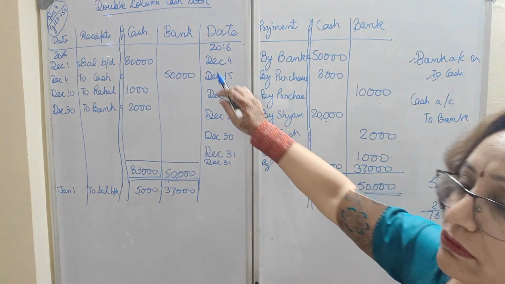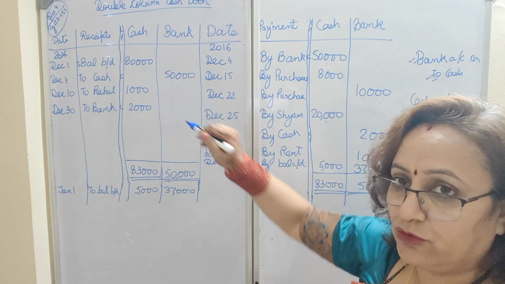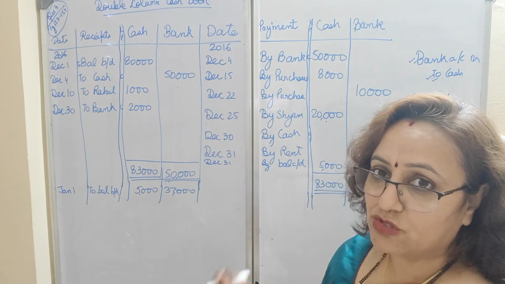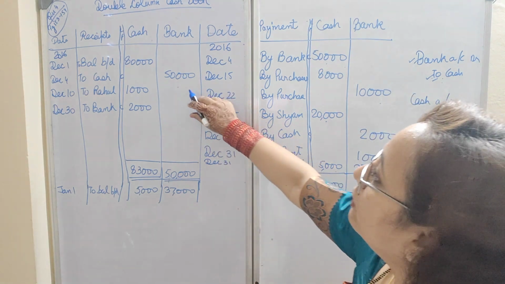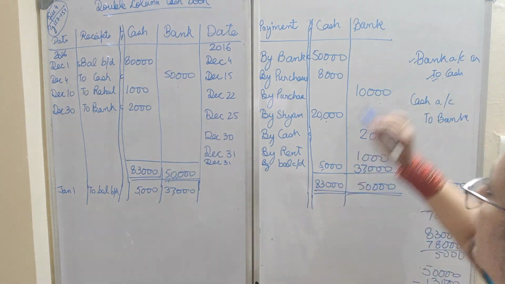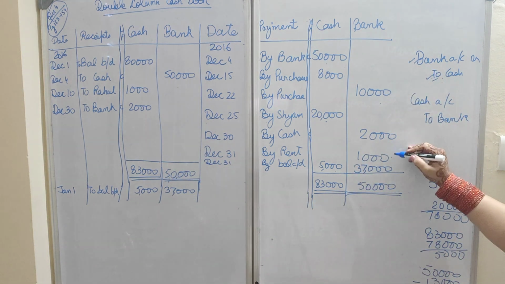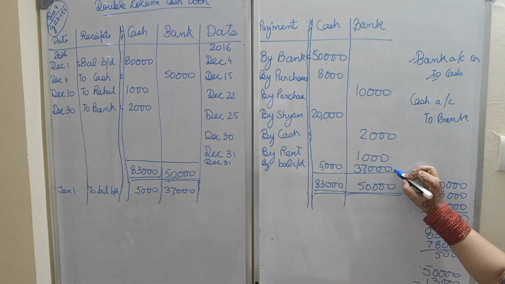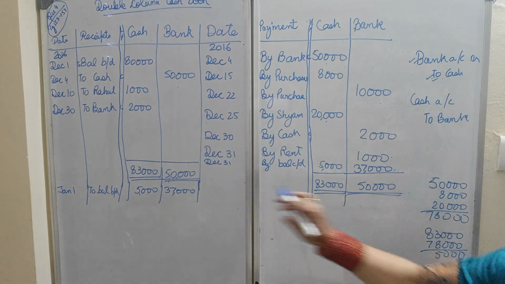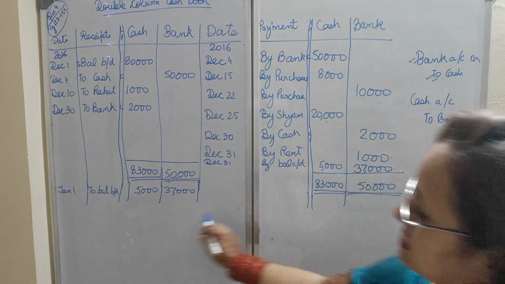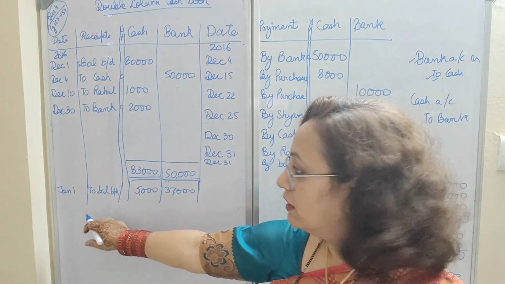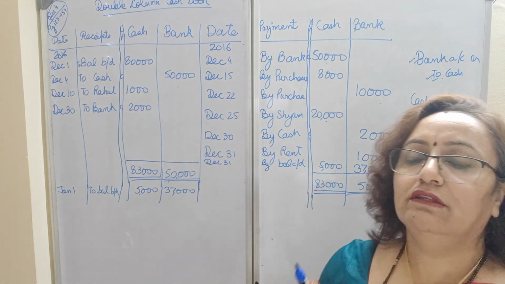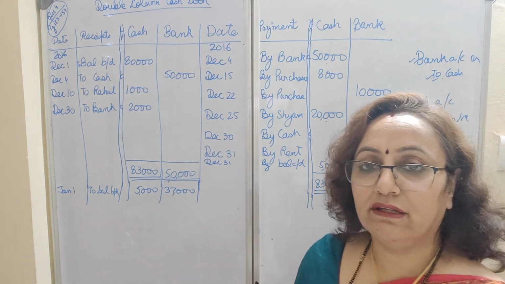Now the bank column calculation is done separately. Don't get confused with this. One is the cash column, one is the bank column. So the bank column total is 50,000 and in the bank column over here we have 13,000. So 50,000 minus 13,000 comes to 37,000. Now both the sides are the same. Now these two balances will be transferred to the debit side. To balance brought down 5,000 and 37,000. This is how we write the balance.